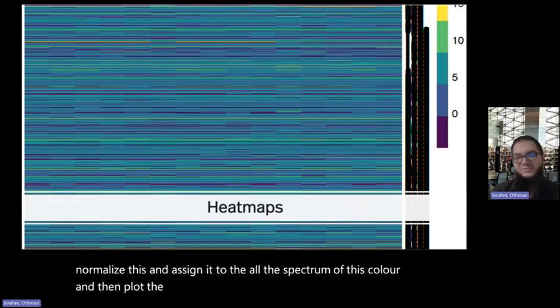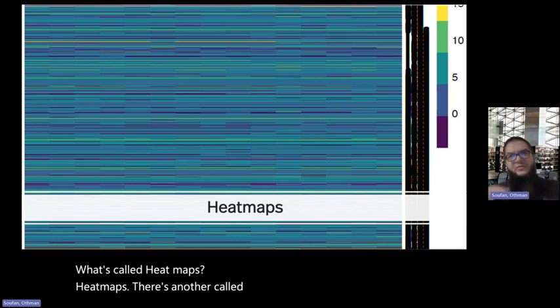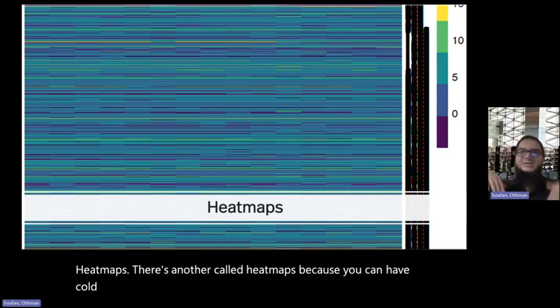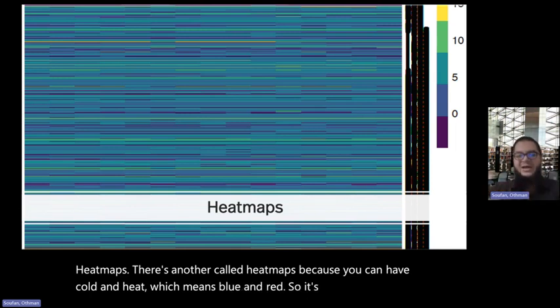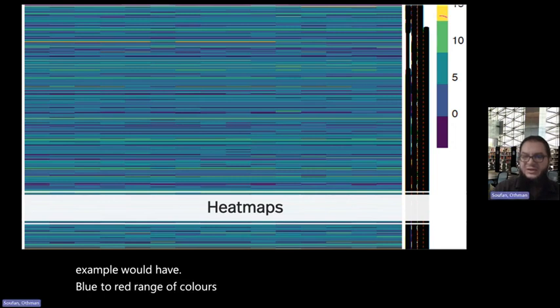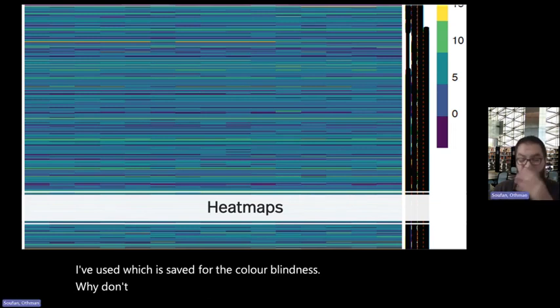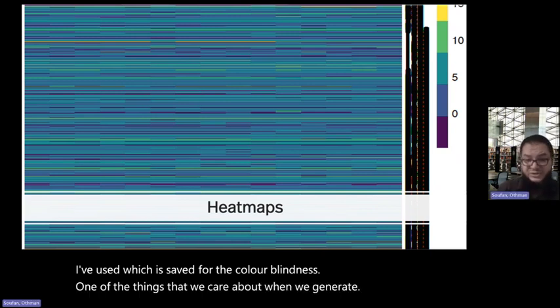This is going to generate what's called heat maps. They're generally called heat maps because you can have cold and heat, which means blue and red. So typically the example would have a blue to red range of colors. This is a different color palette that I've used, which is safe for color blindness, one of the things that we care about when we generate visualizations.